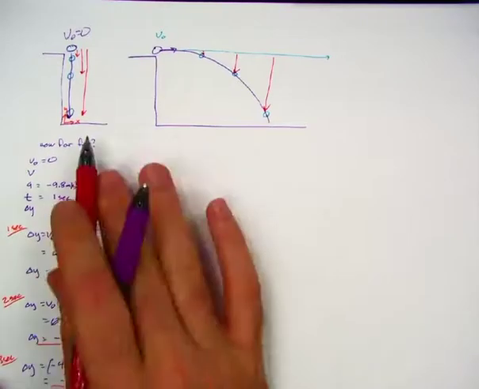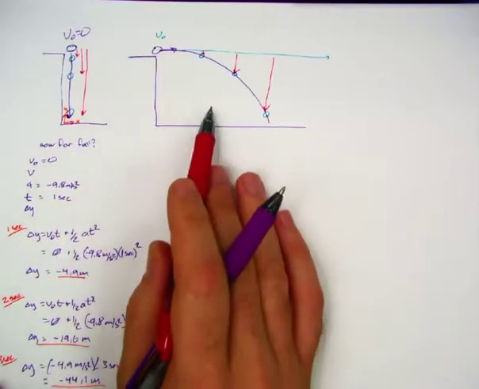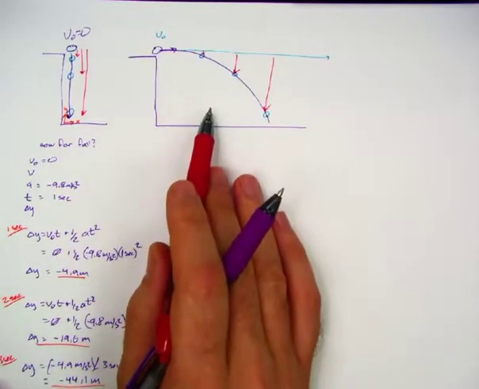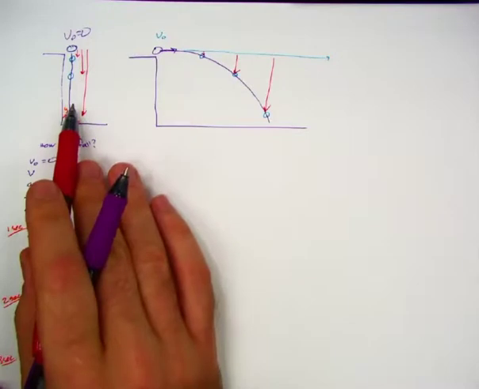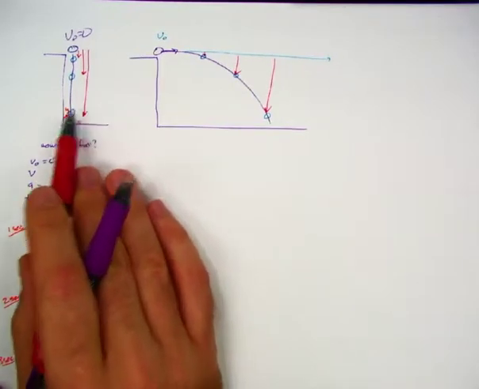What the difference is, is that this one also has a horizontal component. This ball has no horizontal component, right? It's only falling straight down. It's not moving in the x direction.